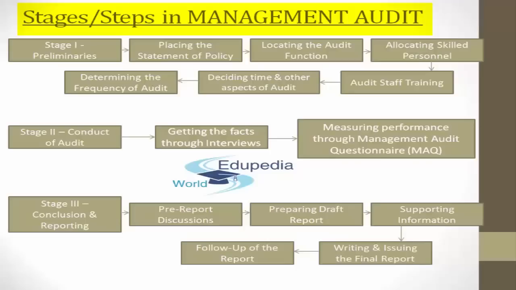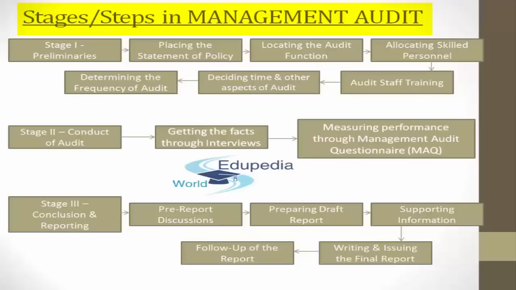Next, you need to locate the audit function. Then you need to allocate some good skilled personnel in that. You need to provide that skilled personnel the audit staff training. And then after providing them the training, you can decide the time and the other aspects of the audit, when it should be done, when it shouldn't be done, accordingly. And finally, you need to determine the frequency of audit. By frequency I mean once, twice, thrice, like how many times do you want to conduct that audit in a year? So you need to determine the frequency of it. Now that is on the brief side.